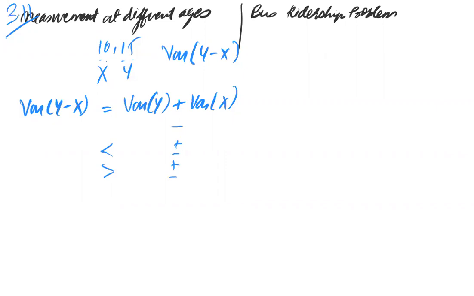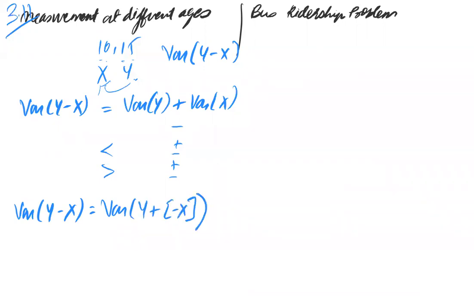Again, understand this. X and Y are random variables, but Y is heavily dependent on X. So the correlation is strong. Now we know that the variance of Y minus X, which can be written as the variance of Y plus the variance of X.